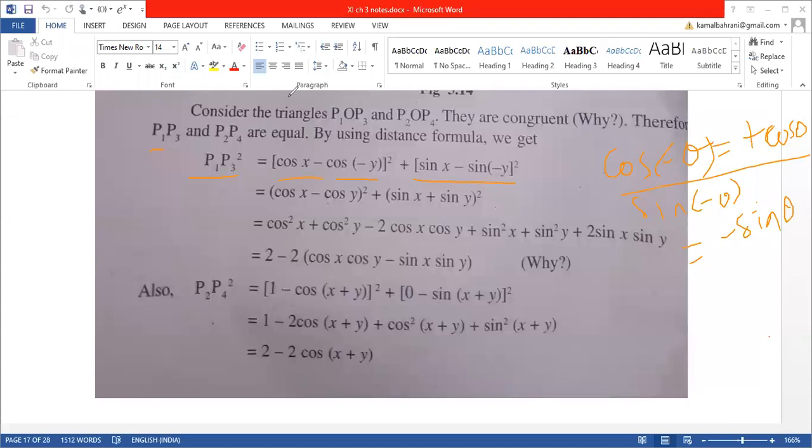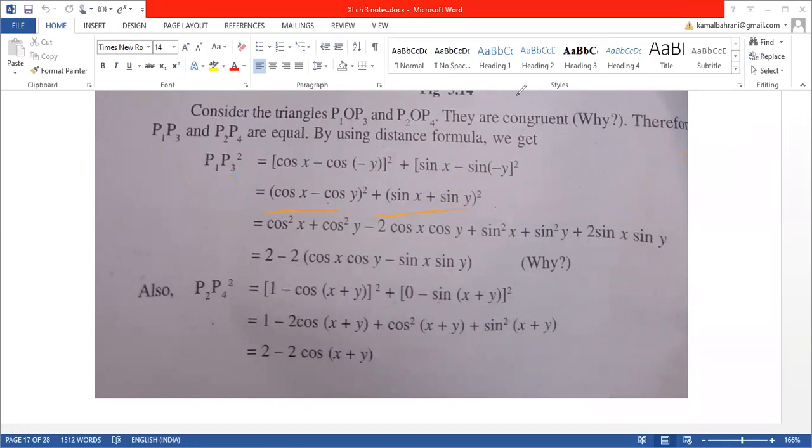Now just see cos x minus cos of minus y. Cos of minus y will be cos y only. Sine of minus y will be minus sine y. Clear? Minus sine y means minus here also, minus there also. So it will become plus here. Clear? So now open the bracket.